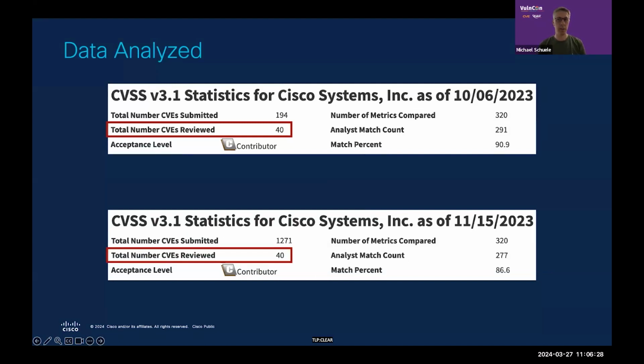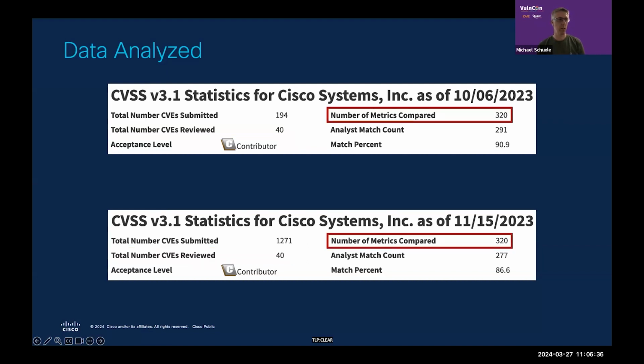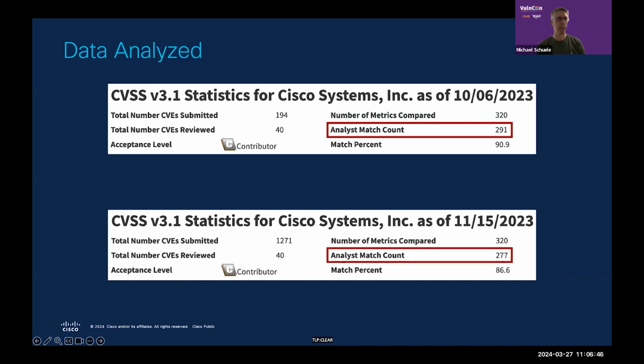Given we are talking about CVSS 3.1 at this point, for each CVE we have 8 different CVSS metrics. So in total, we'll end up at 320 metrics that are compared per report that's shared by NVD. And in many cases the metrics match, but there are some cases in which the metrics do not match, and those are exactly those that were of interest to me in this investigation. So those metrics that did not match were what I looked at further.